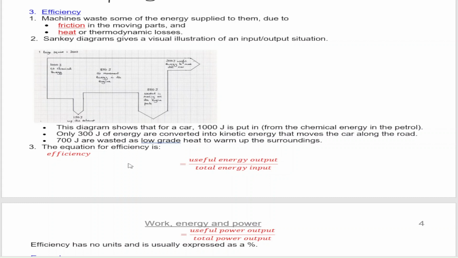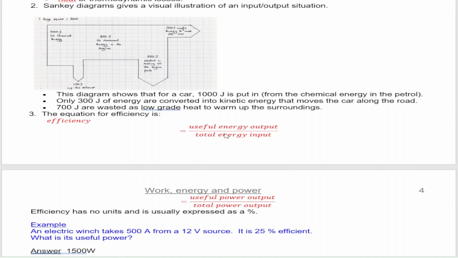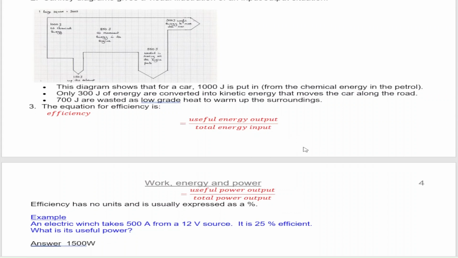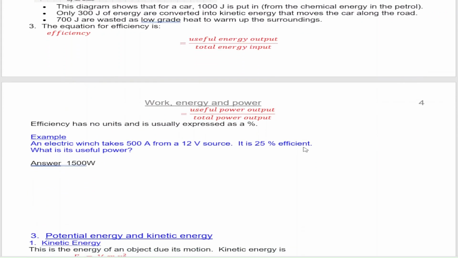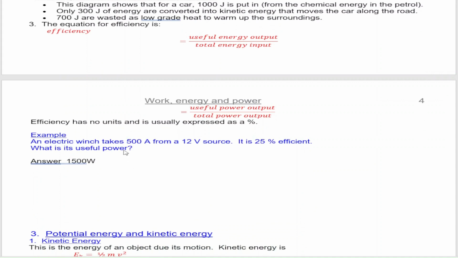So to find the efficiency here, we're going to say the useful energy output over the total energy input. So that's going to be 300 joules over the 1000, times 100. So that will be the efficiency in this case. Let's look at an example to further cement this. An electric winch takes 500 amps from a 12-volt source. It is 25% efficient. What is the useful power?